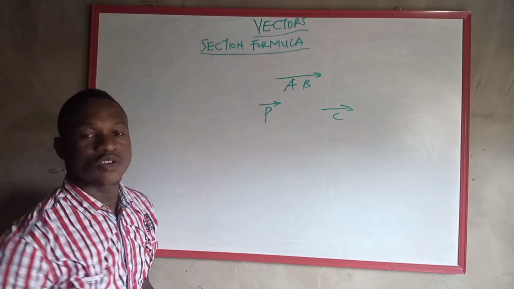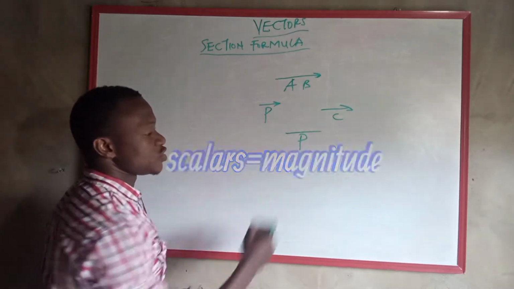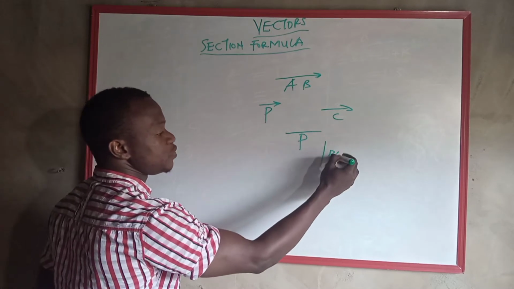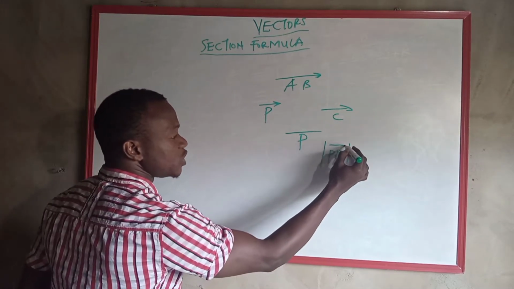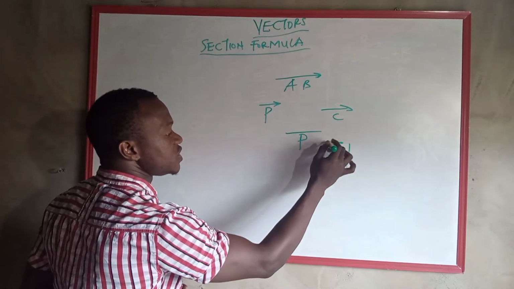Now the opposite of vectors are scalars. Scalars are those that have magnitude without direction. Something like this is a scalar. Something like this, or maybe say line PQ is a scalar. If it's to be a vector, they will tell us the direction, either this direction or in this direction.